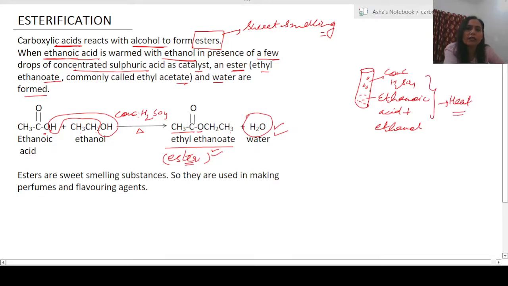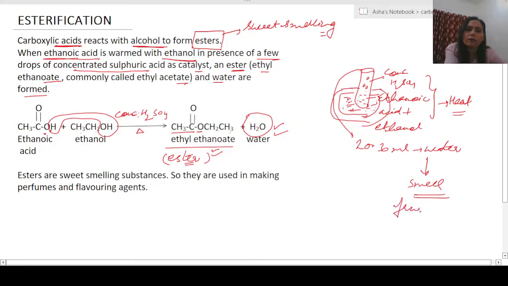Or you can put it in a water bath. A water bath is a bowl kind of thing which can be kept over a wire mesh. It has water in it. You can heat it for at least 2 minutes, and after that if you pour this content in 20 to 30 ml of water and smell it, you will get a fruity smell, and this indicates that yes, the ester is formed in this reaction.